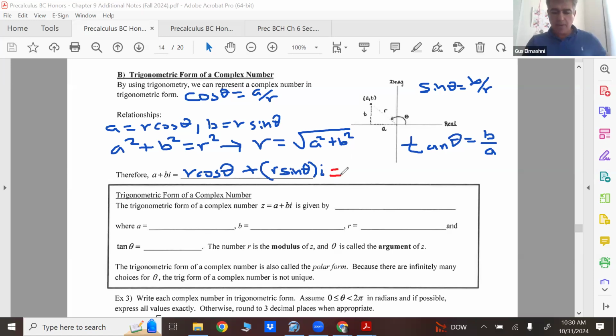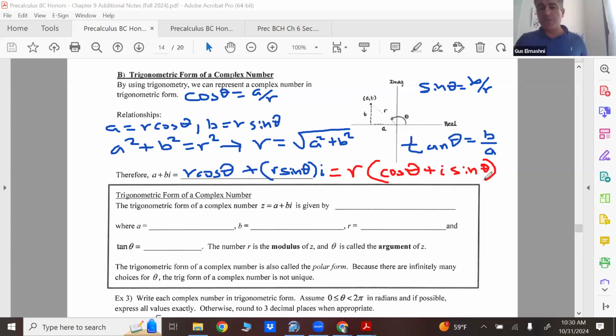So I can factor out the r. If you think about it again, because cosine theta is a over r, a is r cos theta. Sine theta is b over r, so b is r sine theta. We know this to be true. This is the magnitude, that gets me the length. But bottom line is this: a plus bi is r cos theta plus r sine theta i, or factor out the r. So this is the trig form of a complex number. All complex numbers can be expressed this way.